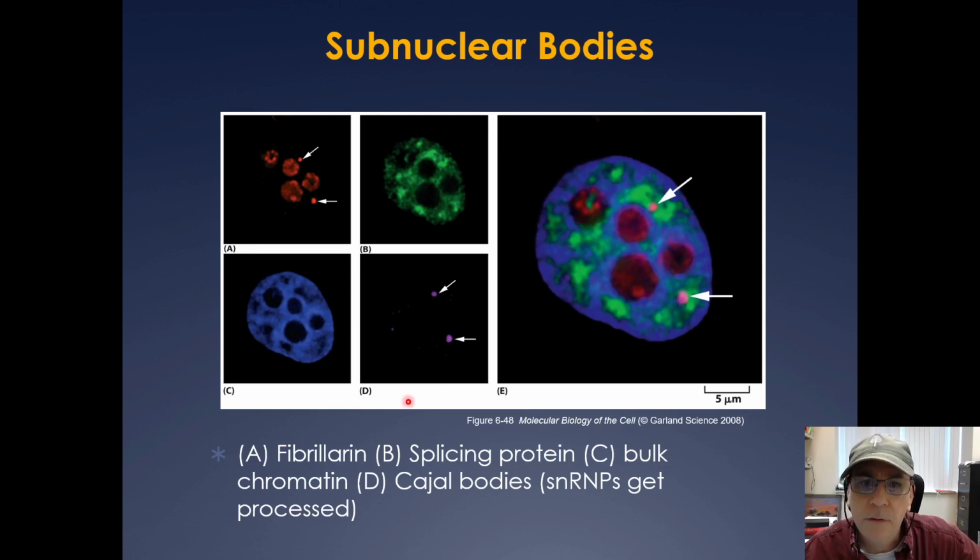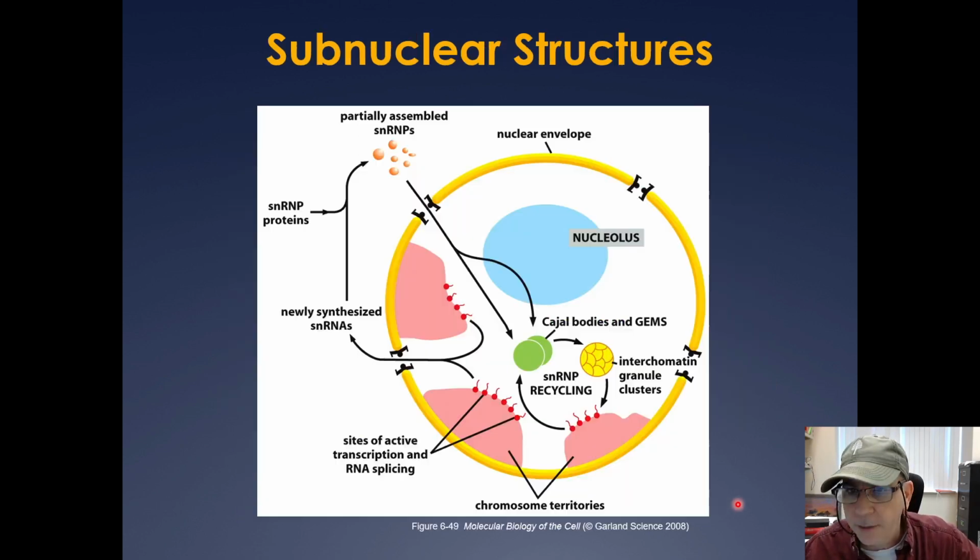Here's more evidence of how organized the nucleus is. Panel A is stained for fibrillarin, and in B you have all of the splicing proteins, and in blue the bulk chromatin. You can see the splicing proteins overlap with a lot of the bulk chromatin, and then you have these Cajal bodies stained in blue. Once again, the nucleus is a really highly organized structure when you overlay all of those different areas.